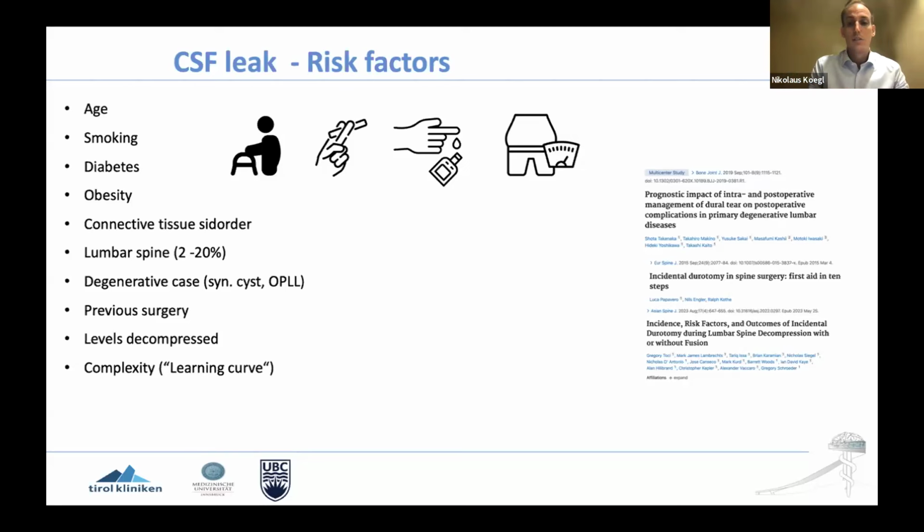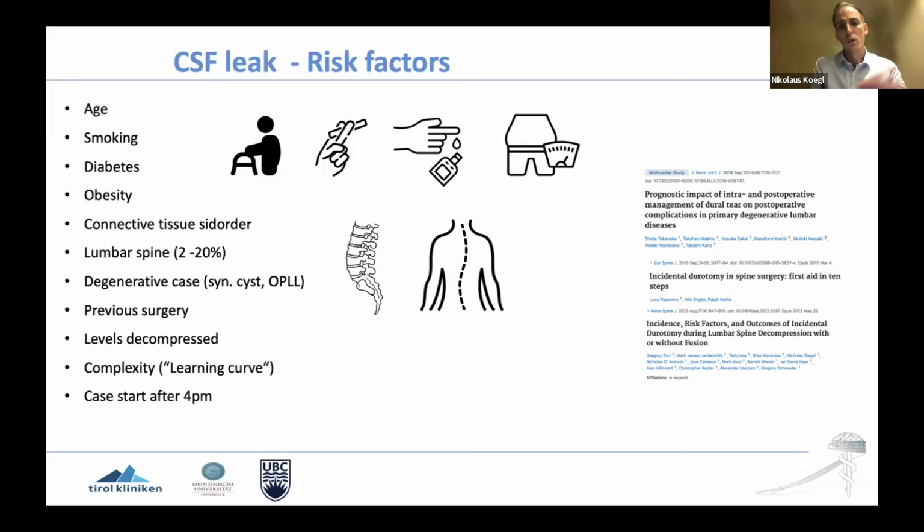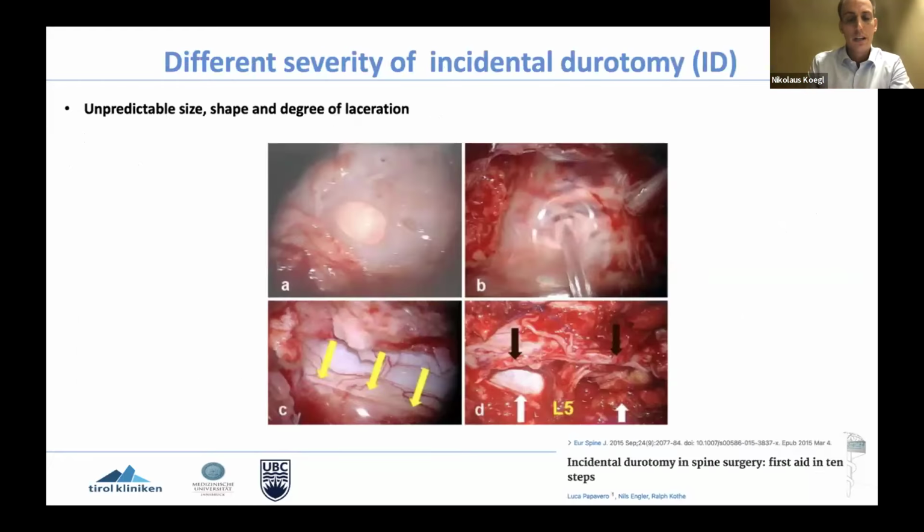And then you face new challenges and you drop with your incidental durotomy rate again. So there is definitely a certain band that's following us throughout our surgical career. And also the fact that if we do an acute case, mostly later in the afternoon or evening or even night, that is definitely a risk factor for it.